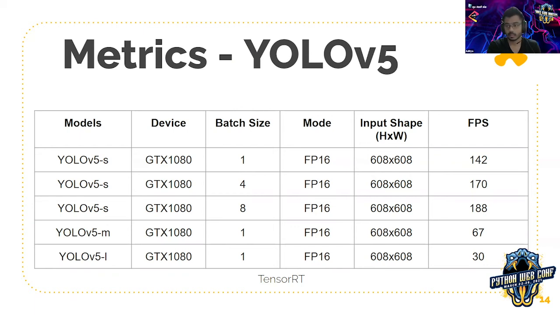If it's 608 by 608, you will get around 25. And with TensorRT, you get an FPS of 142. That is quite a lot, honestly speaking. If you increase the batch sizes, you can see the increase in FPS over here. And for YOLO V5 M and L, you get 65 and 67 and 30. These layers like small, medium, and large are typically the number of layers that each model will have. So small has the least number of layers, whereas large has the highest number of layers.